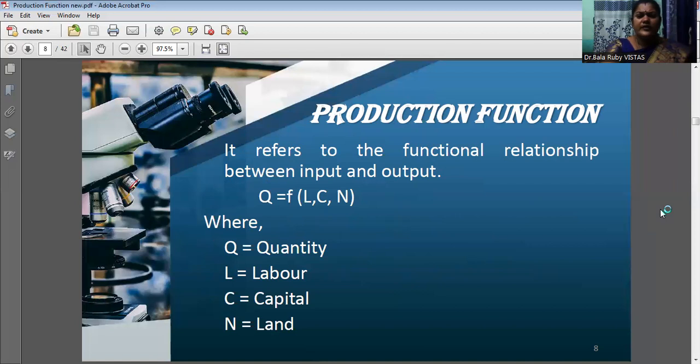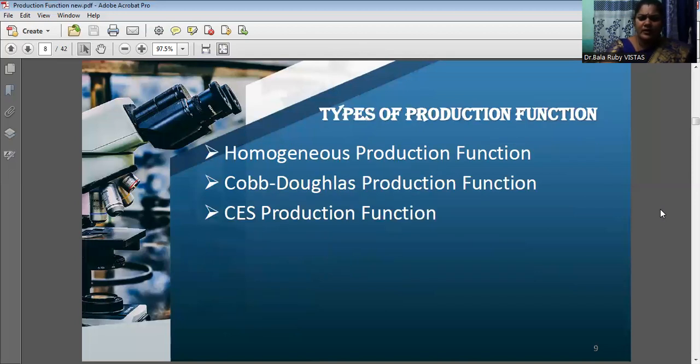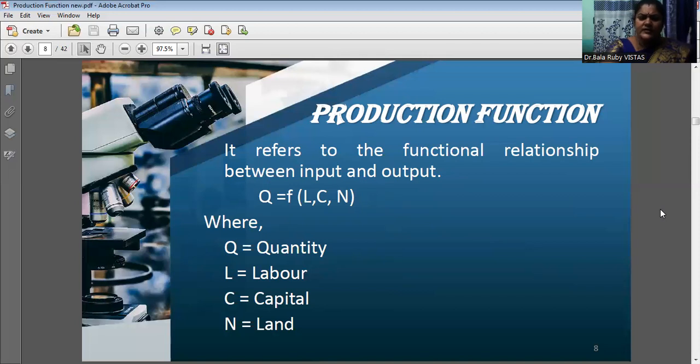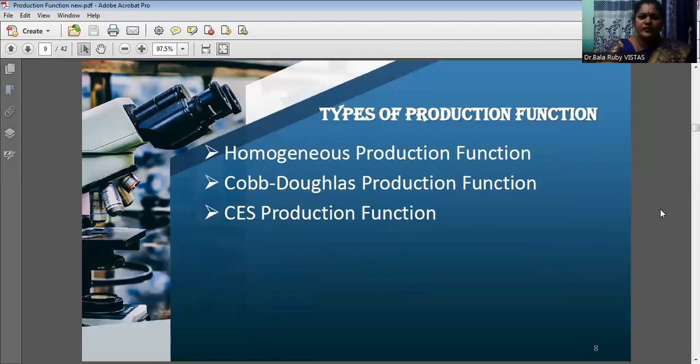Now, let us discuss the production function. Production function is also a very easy concept. Mainly, production function tells the relationship between input and output. For example, symbolically, Q is a function of labor, capital, and land. Here L is labor, N is land, C is capital. We can include some other factors also: land, labor, capital, and organization. So the concept is, it tells the relationship between input and output.